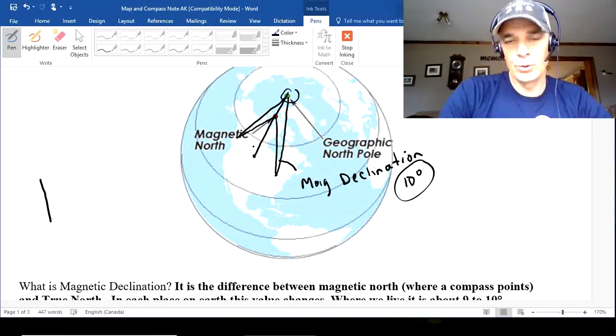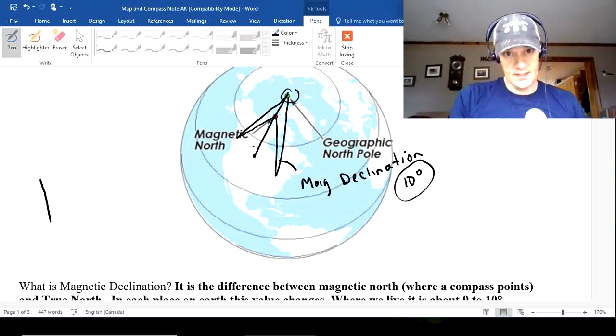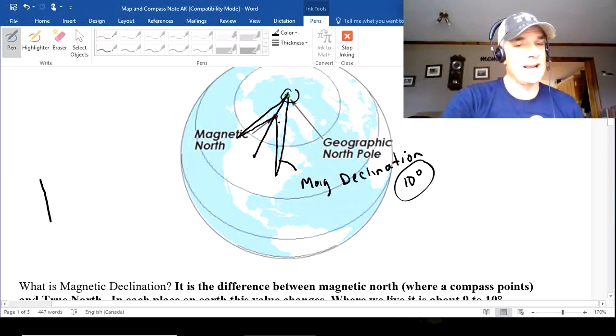because they're on the other side of true north. So it's an interesting phenomena, but this is how it works, and this is how your compass works. Your compass will always point to magnetic north. The needle points to the magnetic north, not to true north.